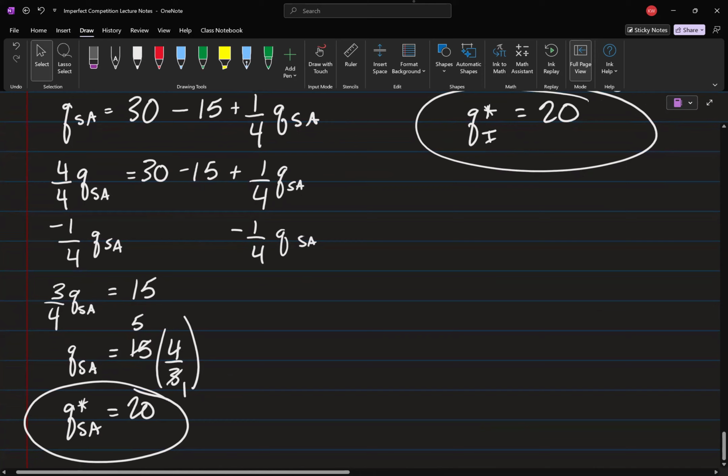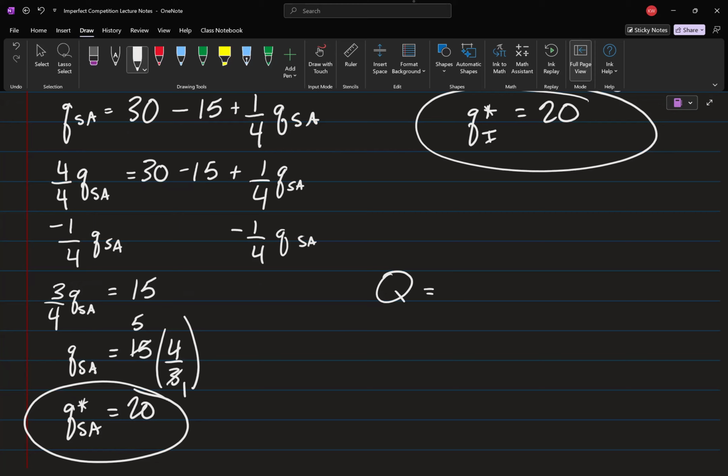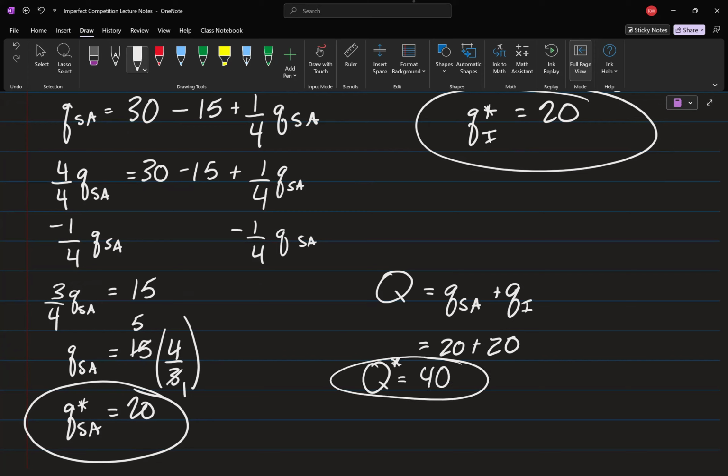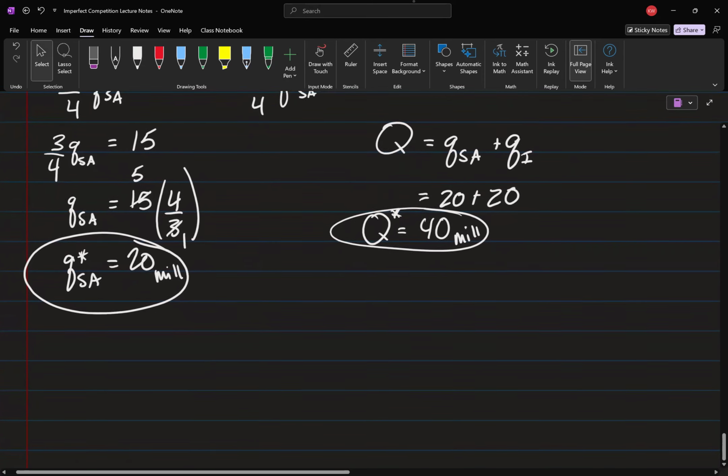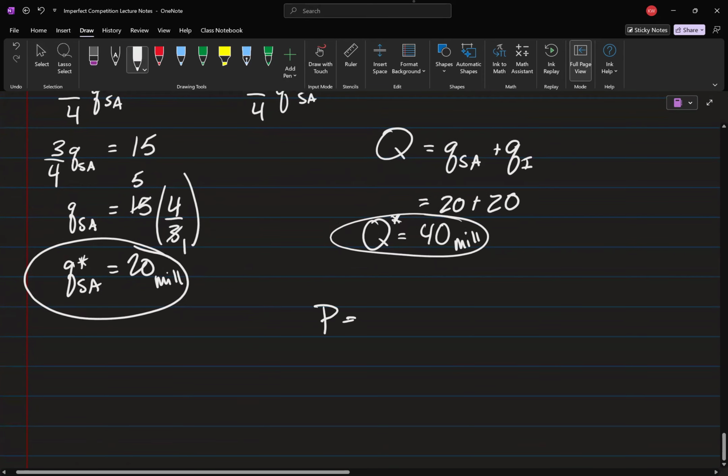Next, we want to find the market price. To find the market price, we need to find the market output. And remember that market output is equal to the sum of our two firms' production. So both are producing 20 million barrels of oil, so market output is going to be 40 million barrels.